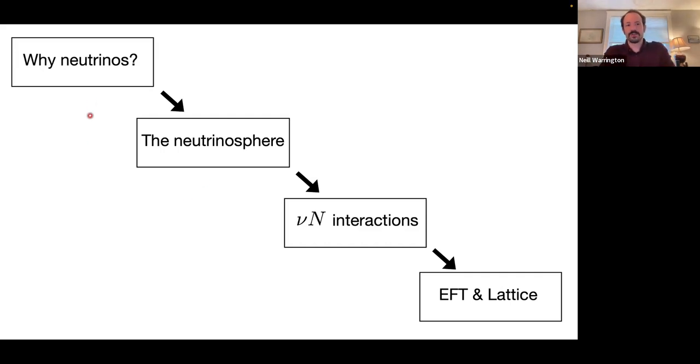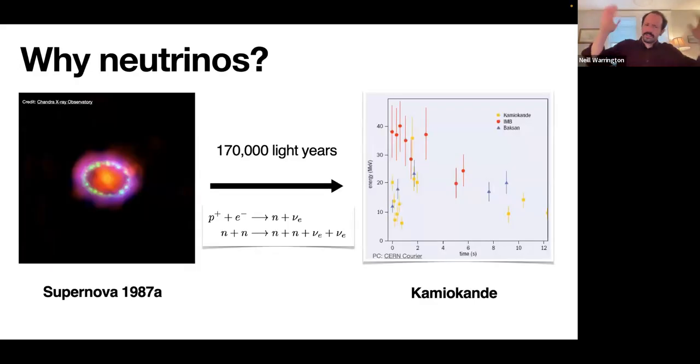Now, once we know that neutrinos propagating through the neutrinosphere are important, we'll delve into, okay, well, how do we actually solve the physics of the neutrinosphere? This will take us into an interesting topic of what are the interactions between neutrinos and nucleons. And then finally, we'll use modern effective field theory methods and lattice field theory to solve, at least at leading order in the effective field theory expansion, the many-body physics of the neutrinosphere. So let's begin. Why the heck are neutrinos important?